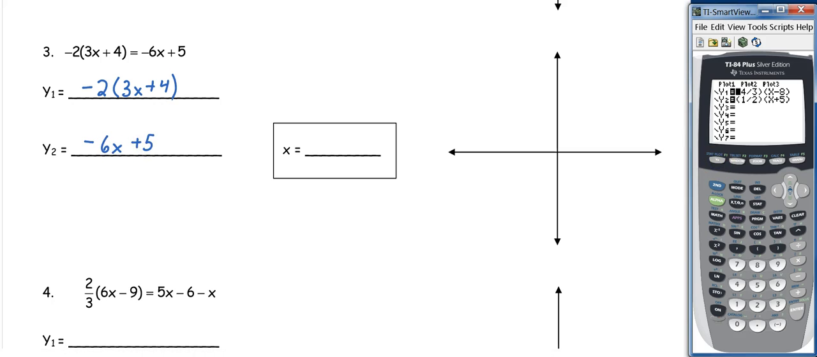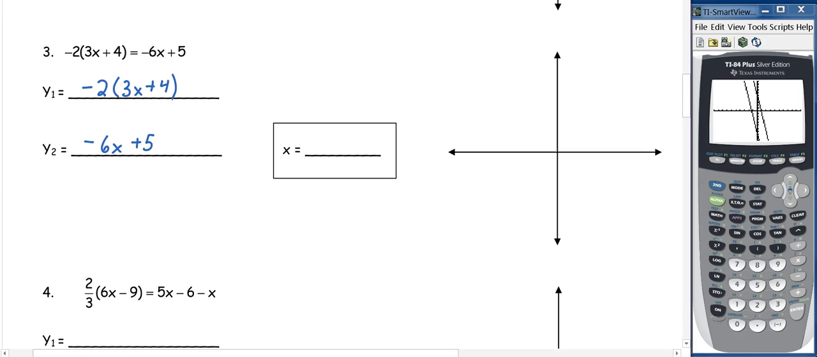So in my y equations, I'm going to clear out what I have. I'm going to type y1, -2(3x + 4), close parenthesis. My second equation, -6x + 5. And I'm going to graph. Something special happens in this one, though. When I graph, notice that I have two lines, and they look like they're running at the same slant, which means they're never going to touch because these are actually parallel lines.